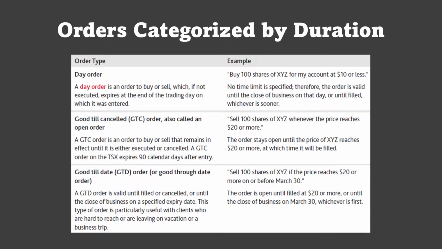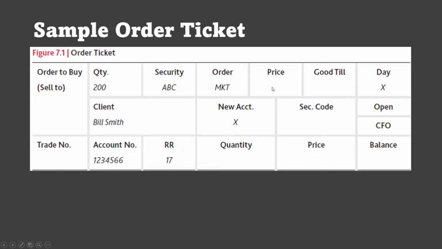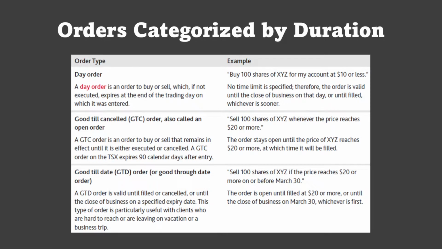Orders categorized by duration. So these are different order types. If we go back to that sample ticket, this slot right here, there are various different order types that you can use when buying stocks. First is the day order, and this is an order to buy or sell, which if not executed expires at the end of the trading day.